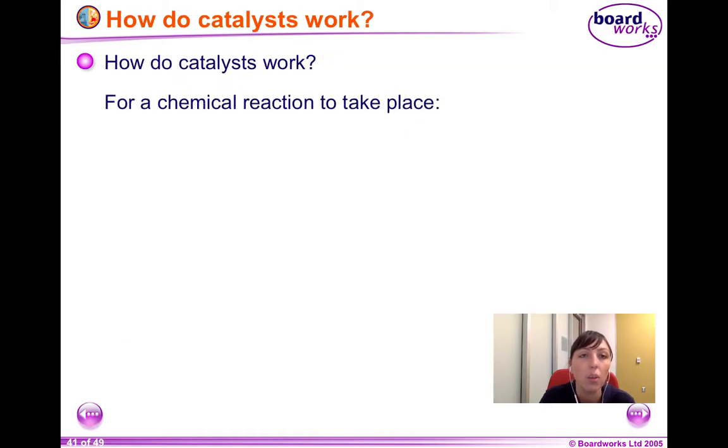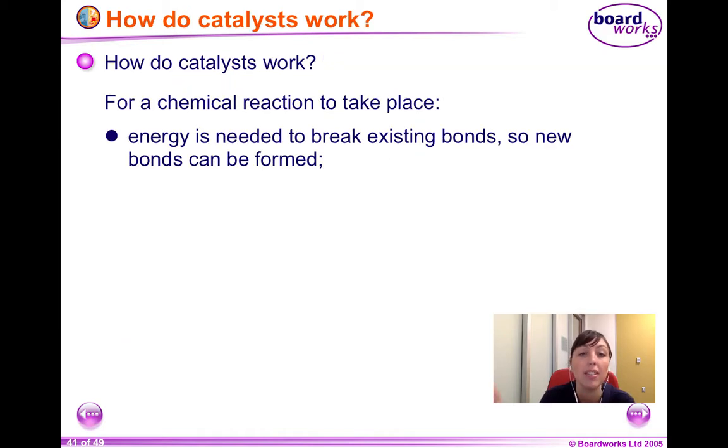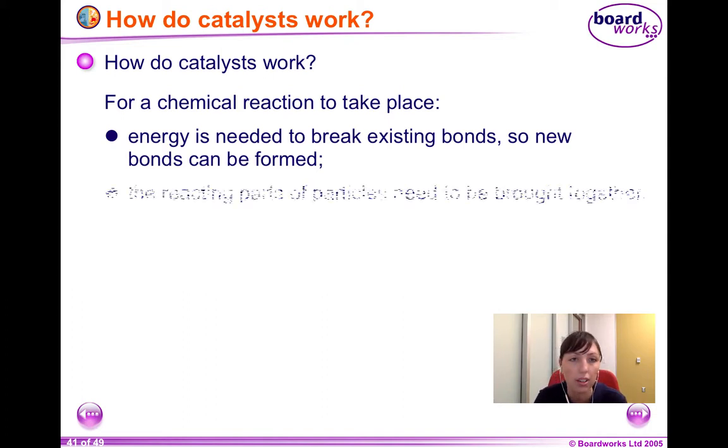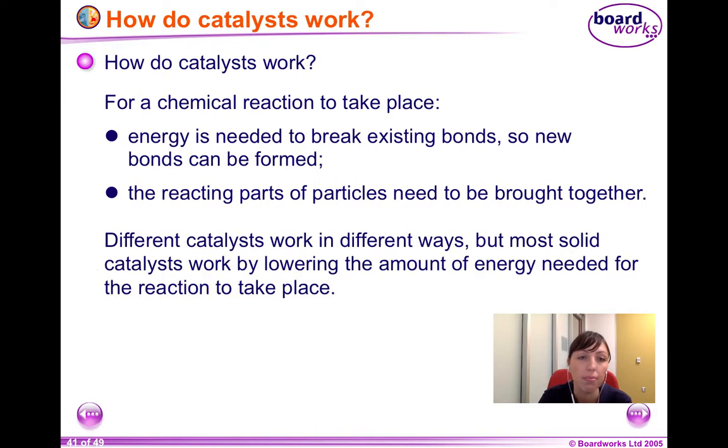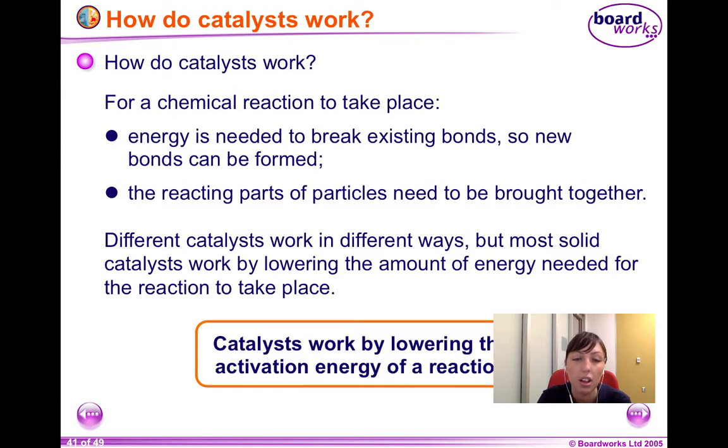So how do they work? For a chemical reaction to take place, we know energy is needed to break the existing bonds in the reactants so that new bonds can be formed in the products. The reacting parts of particles need to be brought together. Different catalysts work in different ways, but most solid catalysts work by lowering the amount of energy needed for the reaction to take place. So again, catalysts work by lowering the activation energy of a reaction.